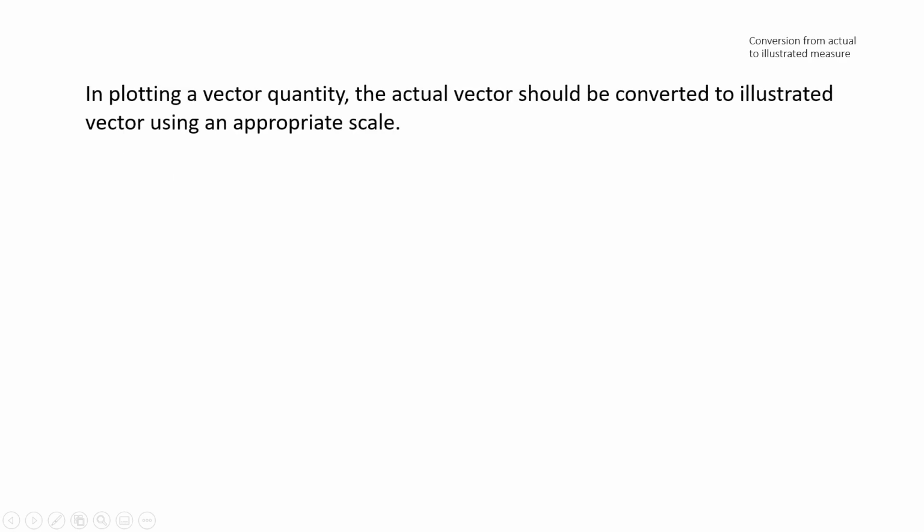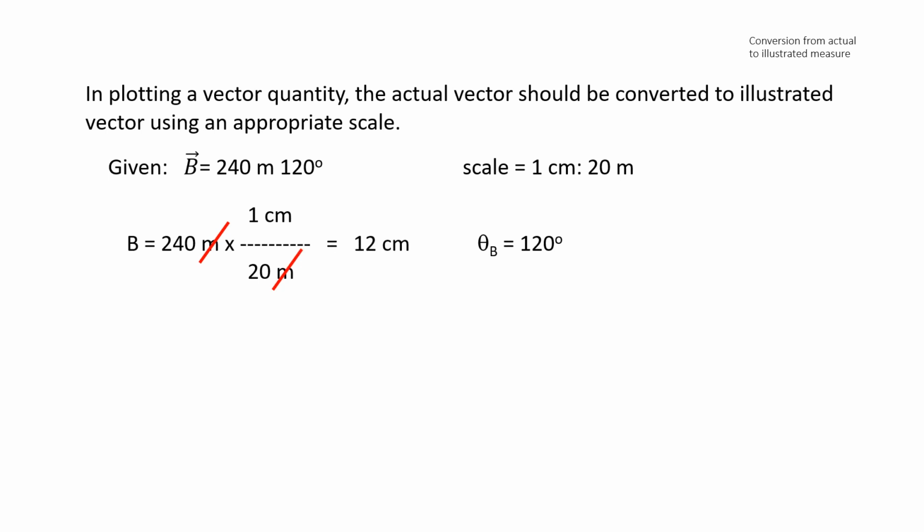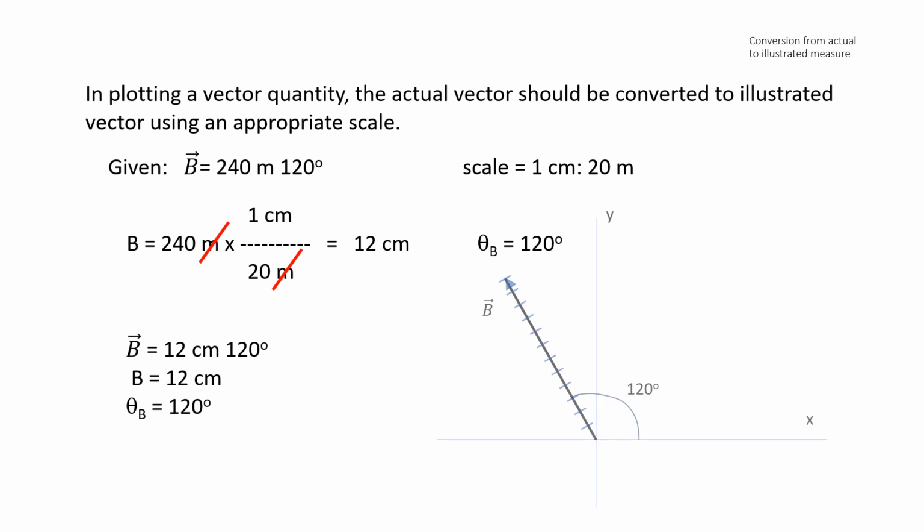Let's have another example. Vector B is equal to 240 meters, 120 degrees. Plot this vector using the scale 1 centimeter is to 20 meters. Convert the actual measure of the vector using the prepared scale. After the conversion process, the illustrated vector B is 12 centimeters, 120 degrees. The magnitude is 12 centimeters and the direction is 120 degrees. After measuring the directions and magnitudes of the vectors, this is the illustrated vector.